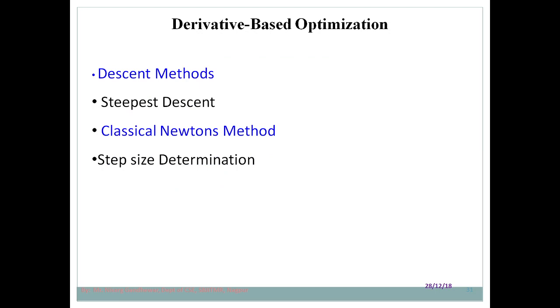So what are the different techniques available in the category of derivative based optimization? The descent method, steepest descent, classical Newton's method, step size determination, these are the various techniques in the category of derivative based optimization.